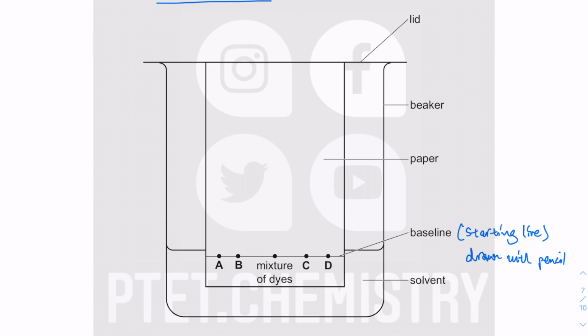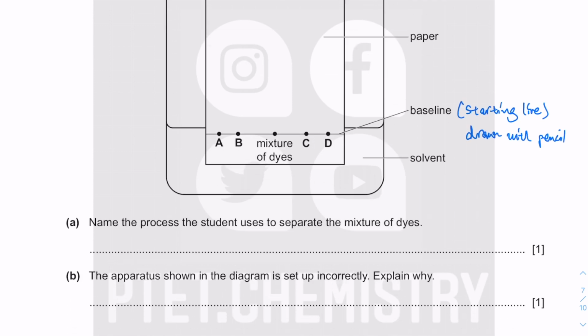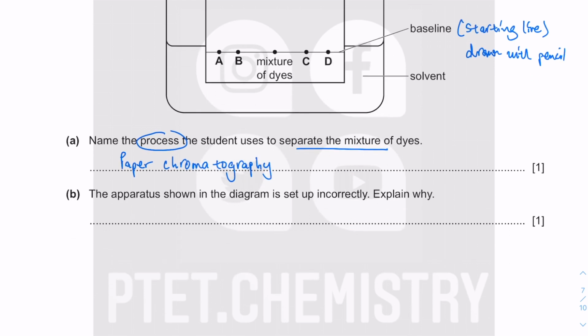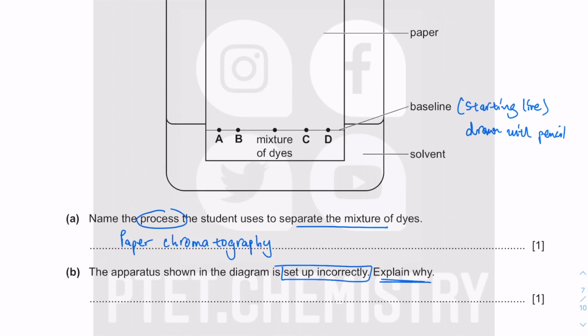Here, name the process the student uses to separate the mixture of dyes. This is definitely paper chromatography. These are technical spellings. They are outlined in the syllabus a lot, so make sure you can spell them very carefully. Next question, it says the apparatus shown in the diagram is set up incorrectly. Explain why. I hope you can remember what I said earlier.